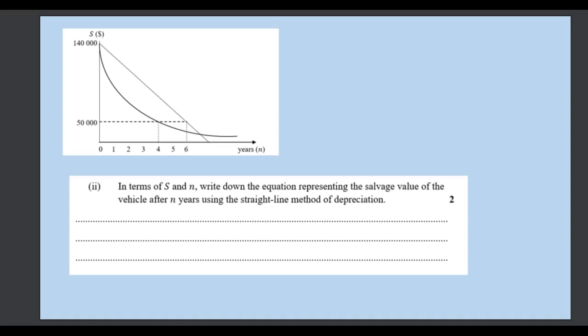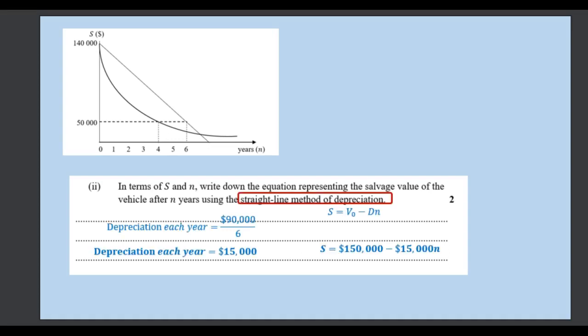They want an equation where S equals straight line depreciation, where S equals V0 minus DN. So you had to basically just put in the information. S is what we're trying to find. V0 is the initial, minus D. Well, D is how much it goes down by each year. Now, if you had that it started at 140,000 and went down for 6 years, it goes down 15,000 each year. I marked one of these for the HSC this year.